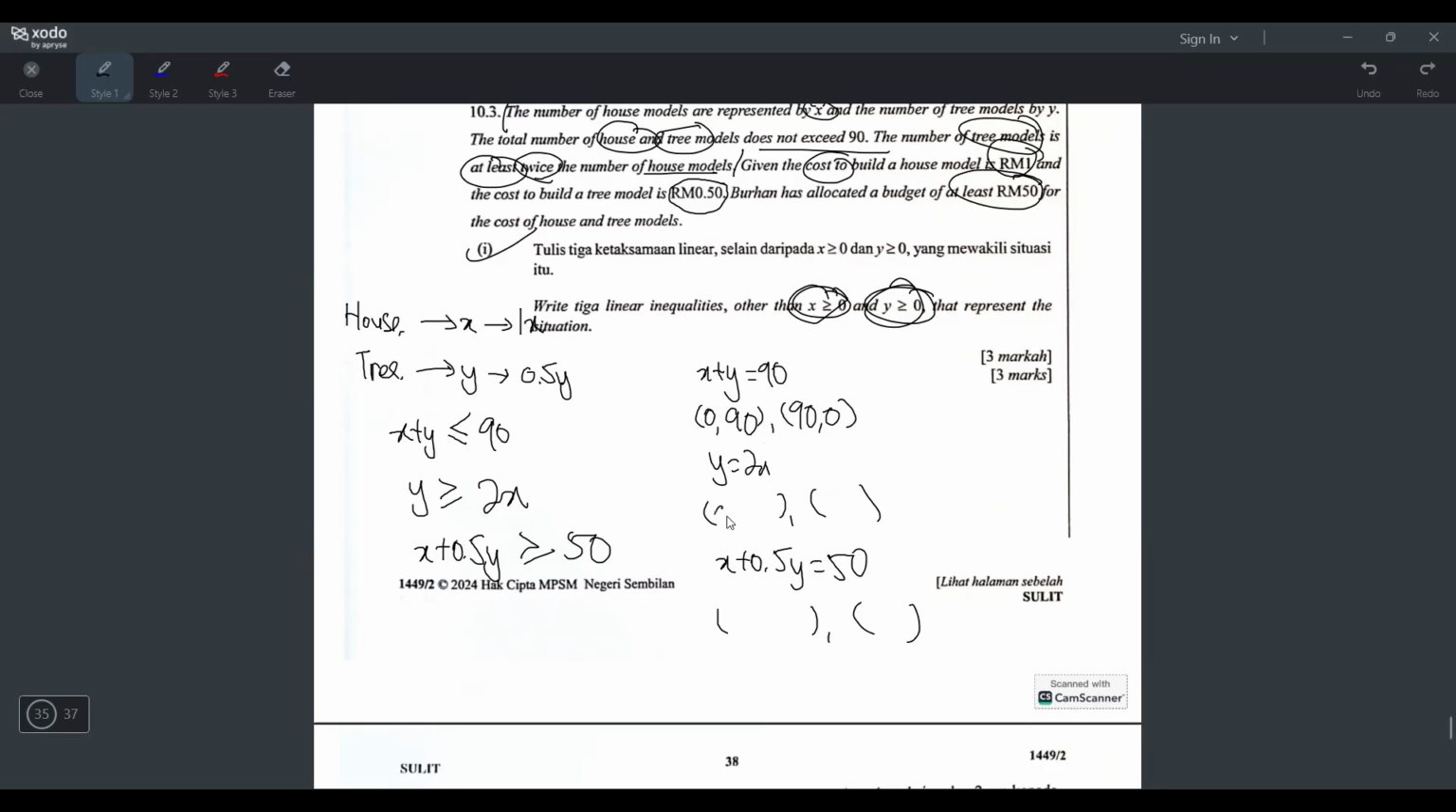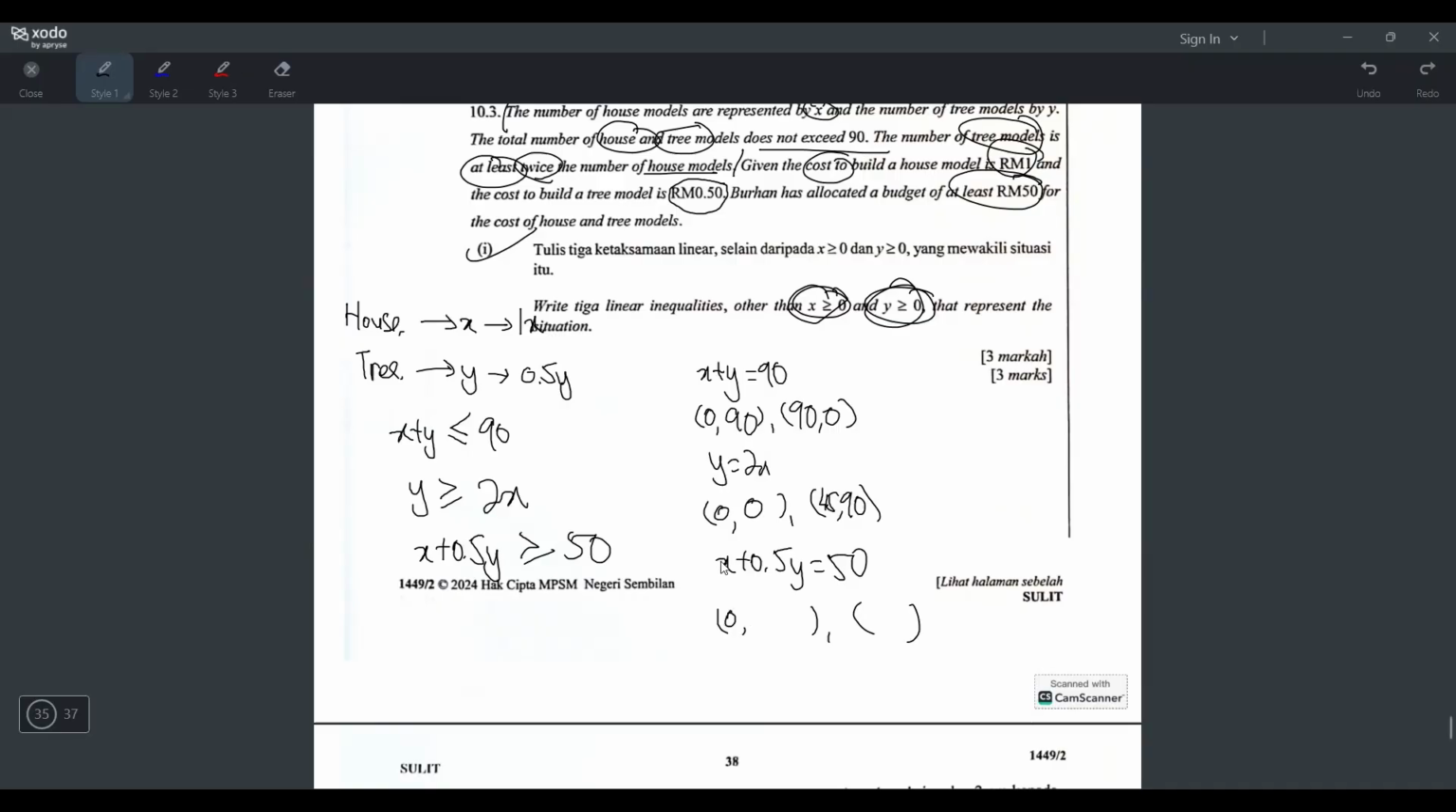What about y equals 2x? If you sub x 0, 2 times 0 will be 0, so your y is 0. If you sub y 0, you will get the same result, which is x also 0. So I cannot sub x 0, I need to choose another point. I think I will choose maybe 45. Because I know if my x is 45, 45 times 2, my y will be 90, right? So you can plot this easily.